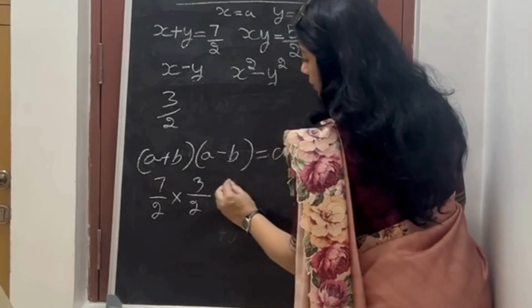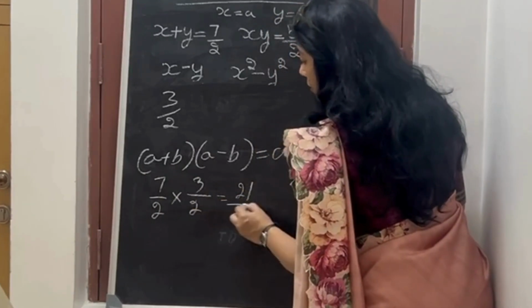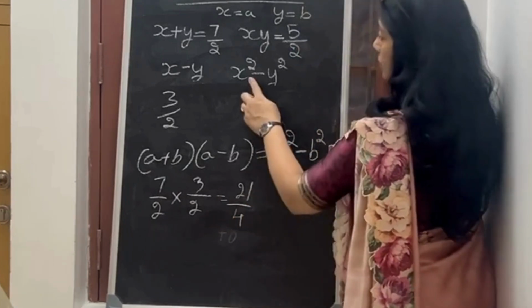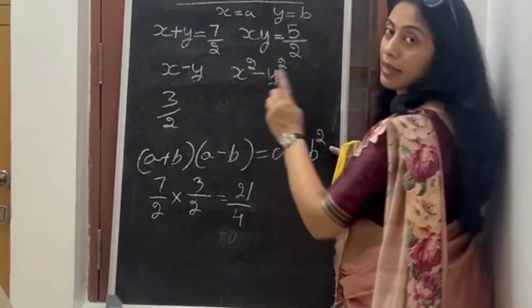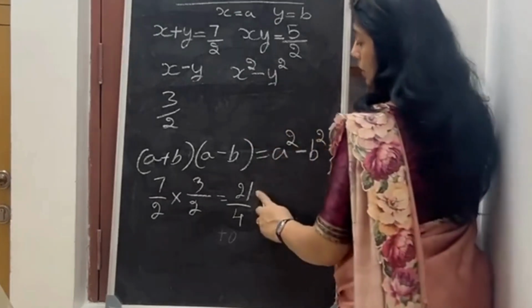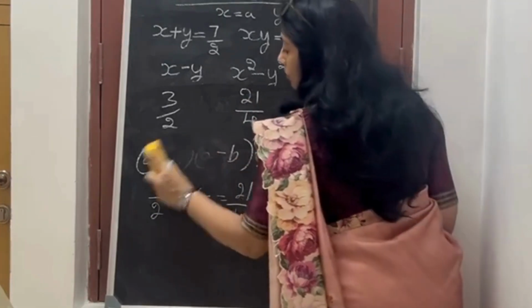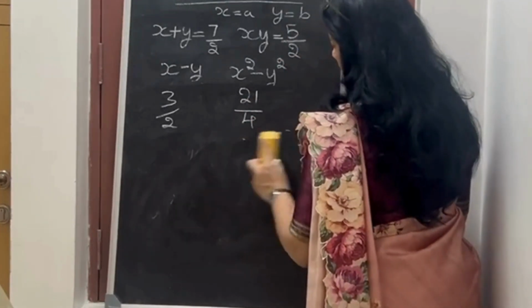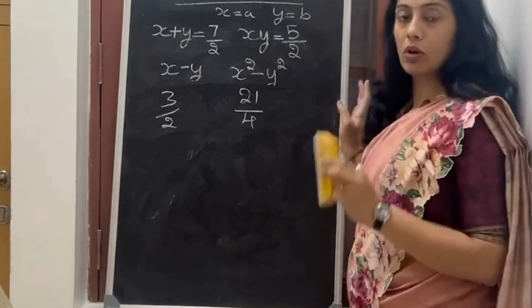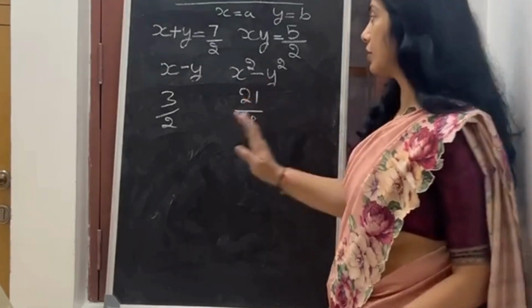What will be my answer? 7 3s are 21, 2 2s are 4. So what's my answer for this? a square minus b square, that is x square minus y square. My answer is 21 by 4. Very easy, only if you remember the sums. Please don't get confused. This question was not from simultaneous linear equations, it was from expansion.